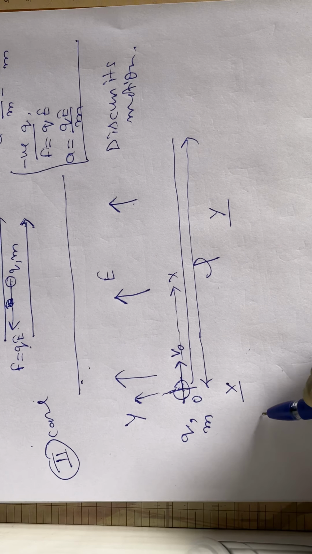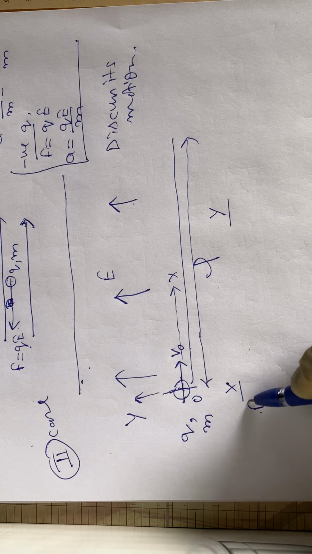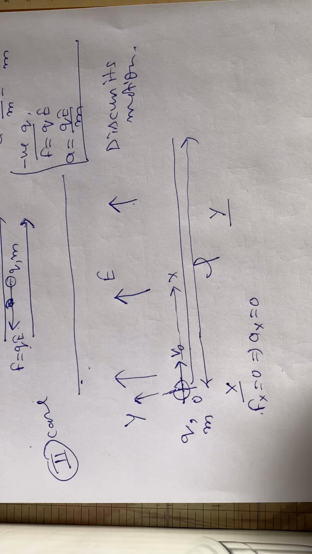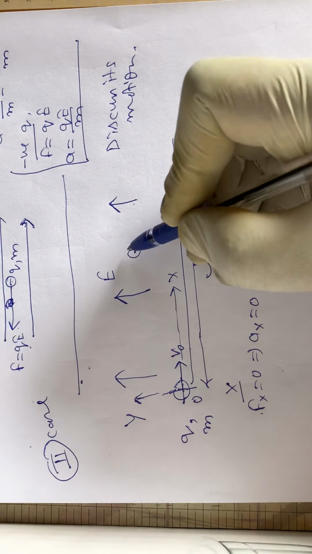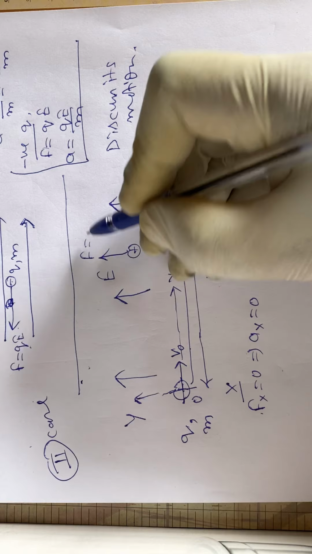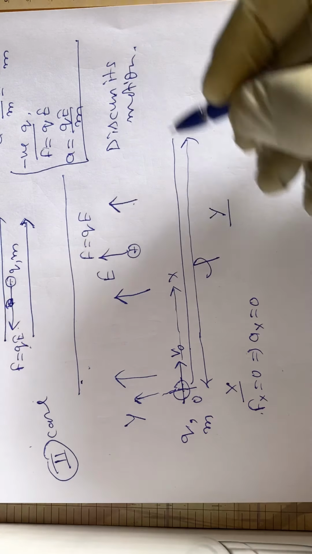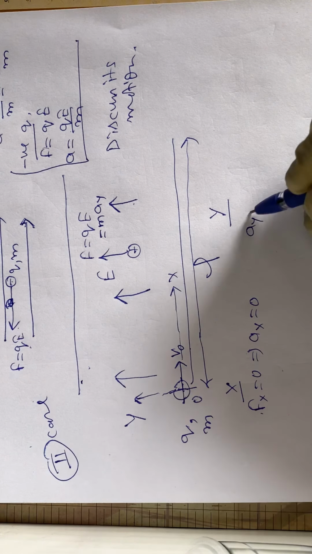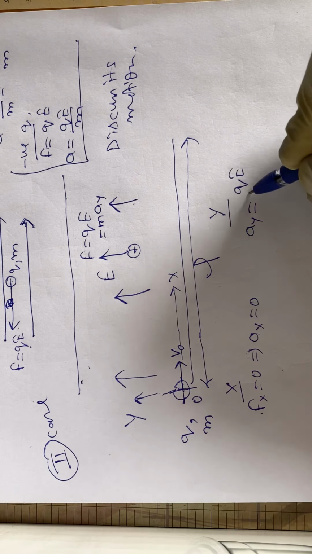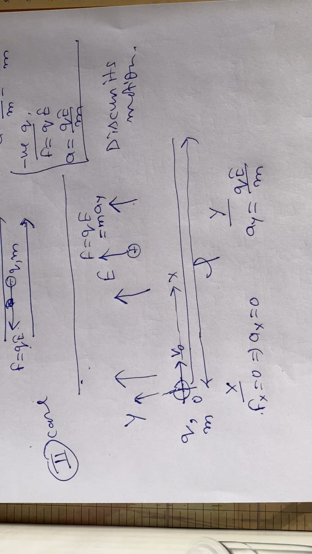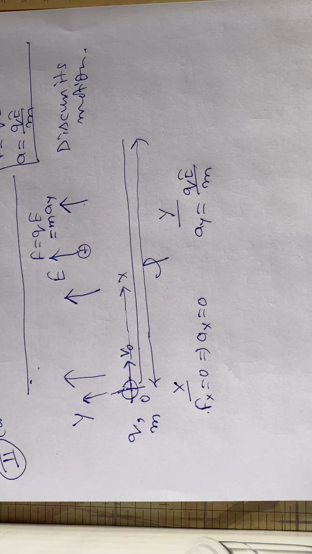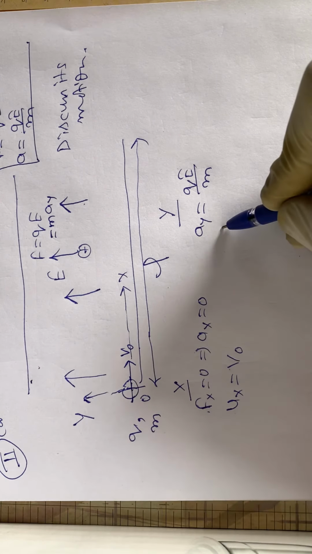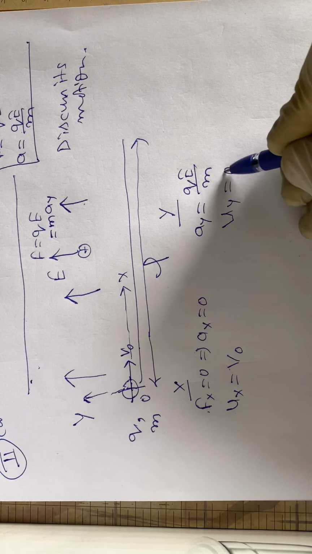For the x-axis, since there is no force along the x-axis, there is no acceleration along the x-axis, whereas this charged particle will experience a force in the upward direction, which equals QE, which equals mass into acceleration along the y-axis, which is going to be QE upon m. Now, initial velocity along the x-axis is given as v0. Initial velocity along the y-axis is none, it's 0.